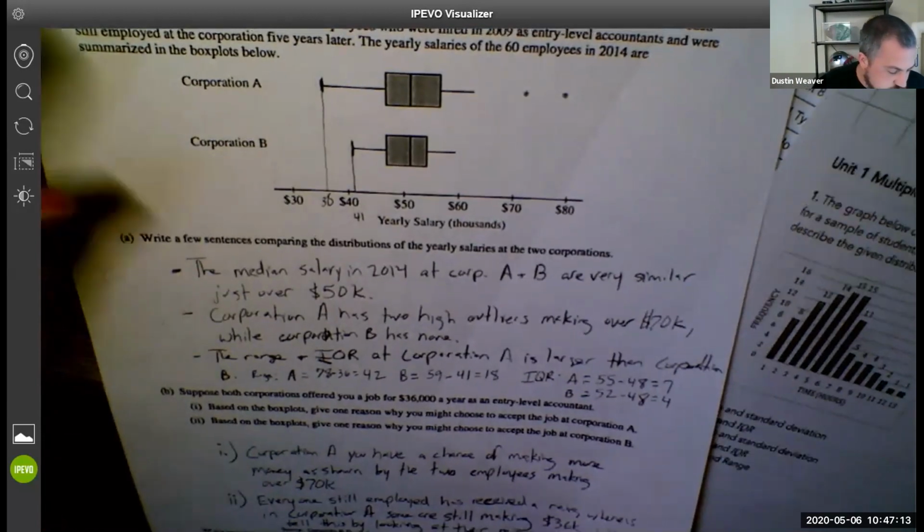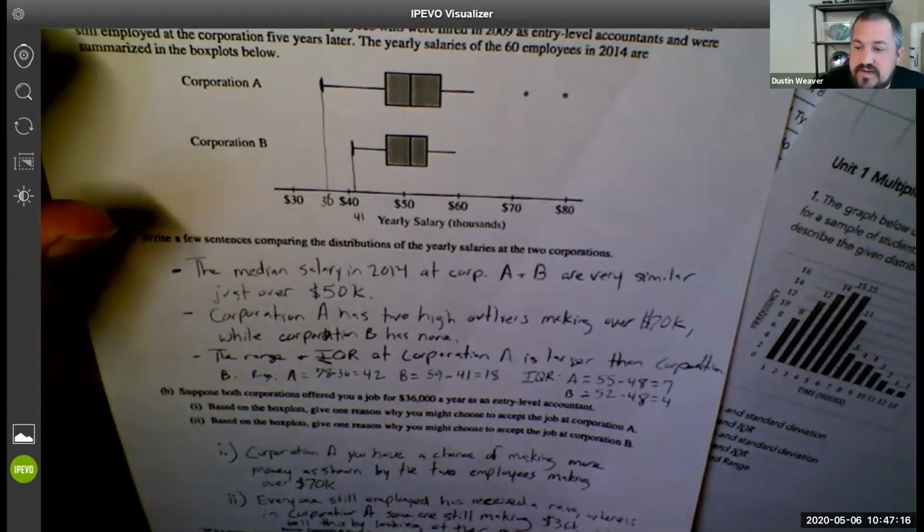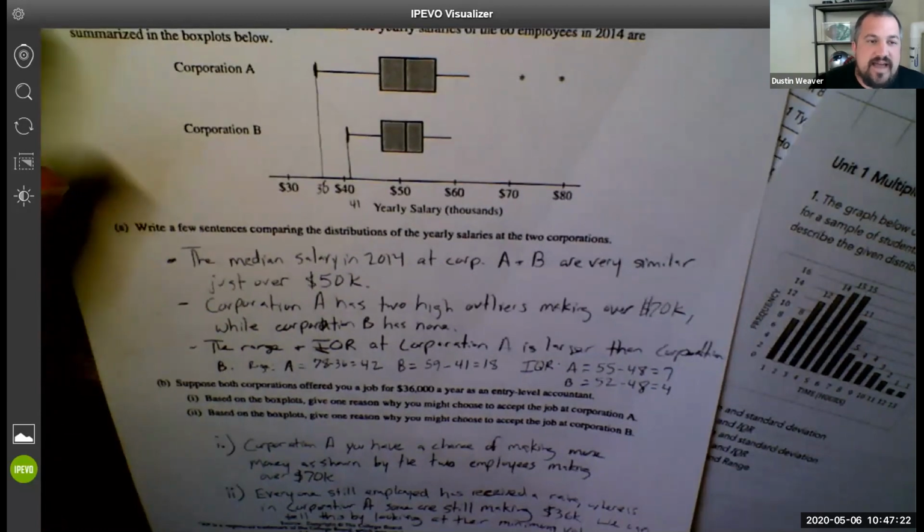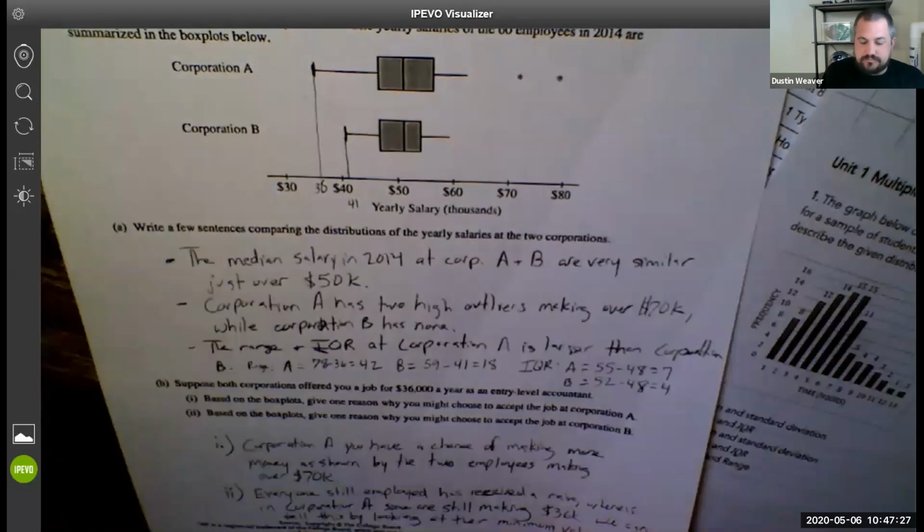That takes us through question 1. Now, let's go through on here how this question number 1 was actually scored. So let's read how they would score question number 1.